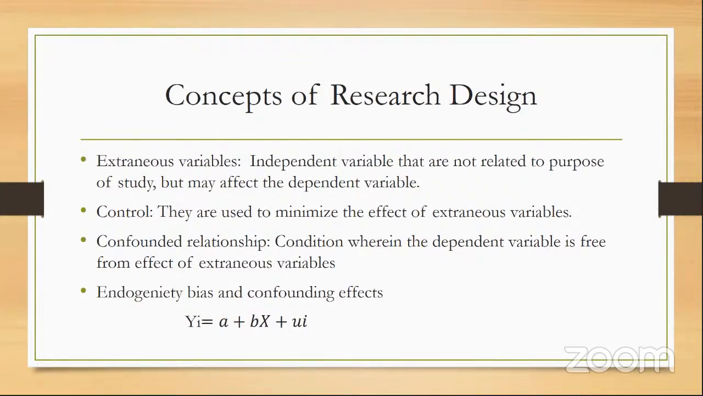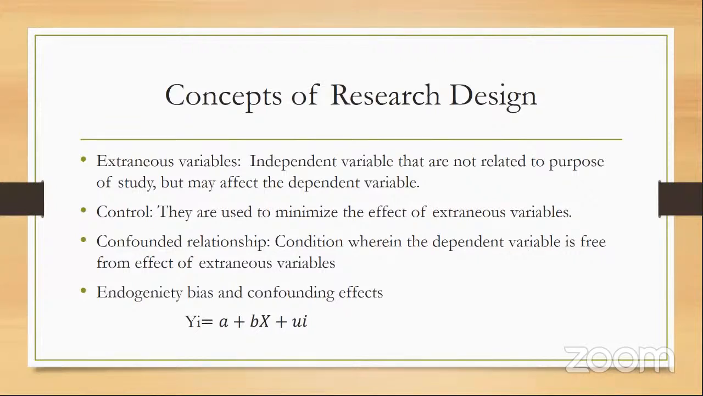And confounding relationships. A confounded relationship is a condition wherein the dependent variable is affected by extraneous variables other than the independent variables. Okay, I just made a slight mistake here. It is not free from the effect of extraneous variables. It is a condition wherein our control is not perfect.